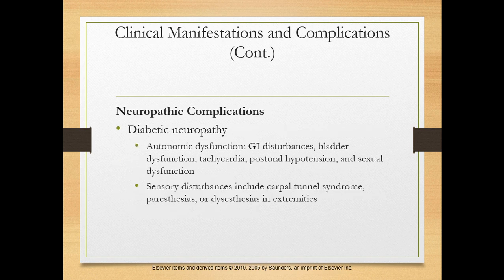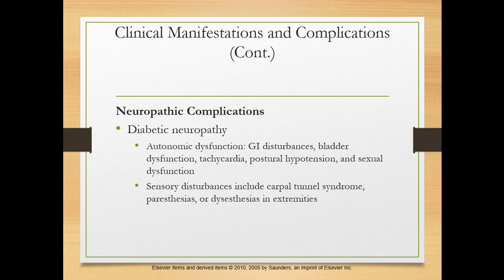Now, neuropathic complications with diabetic neuropathy, this can disturb not only sensory type disturbances when people have neuro issues, but we also want to think of everything actually, because we know that the nervous system innervates every single system in the body, every organ, everything. So, we can't really do much of anything without our nervous system. However, it breaks down into the autonomic dysfunction that can occur, such as GI disturbances, bladder dysfunction, tachycardia, postural hypotension, and possibly sexual dysfunction.